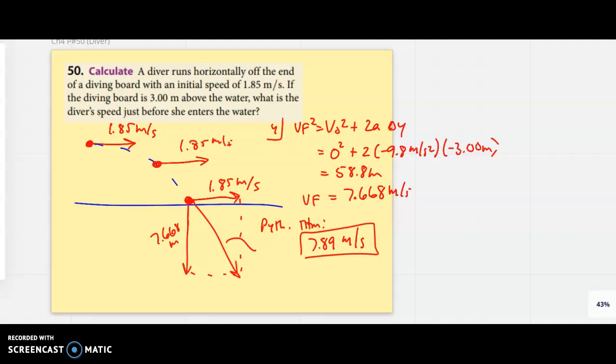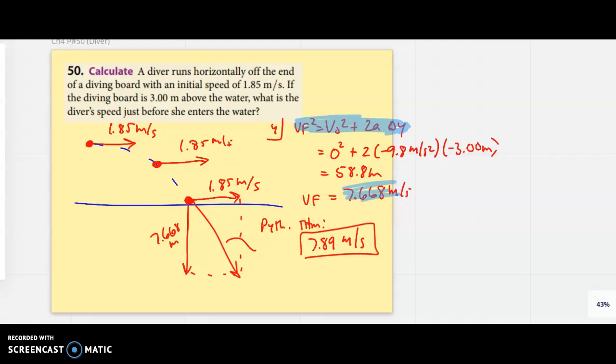Now in the y direction, though, she's going to gain more and more speed. And I can figure that out pretty easily with the kinematic equation. You can see what I did here. I have final velocity squared equals initial velocity squared plus 2 times acceleration times displacement. So I put in the numbers that they gave me. I got a final velocity of 7.668.